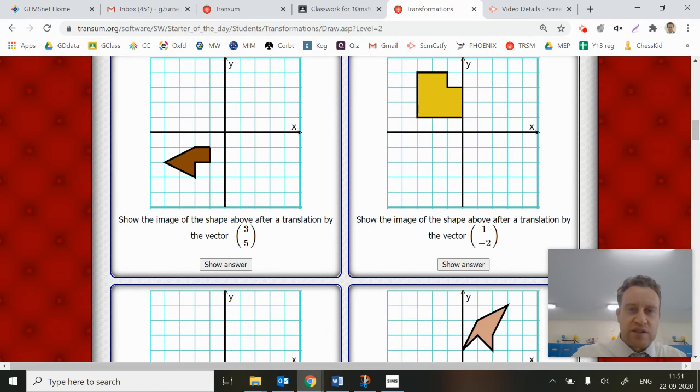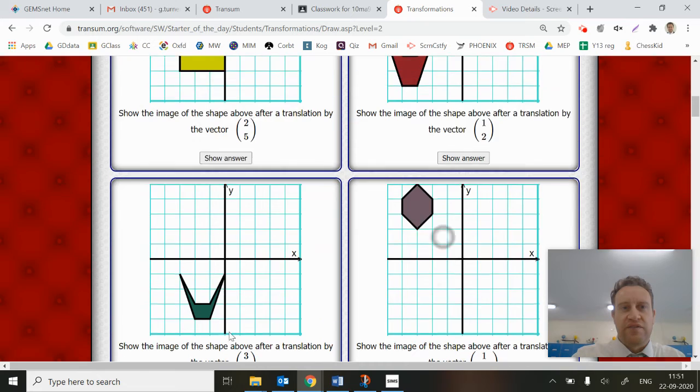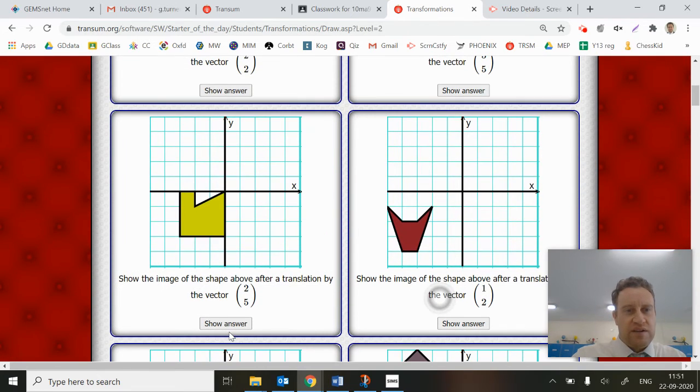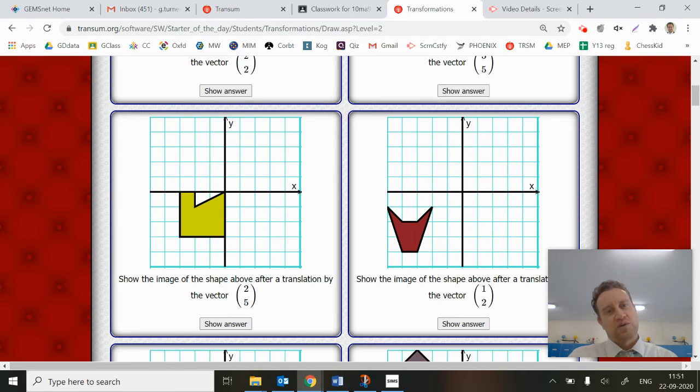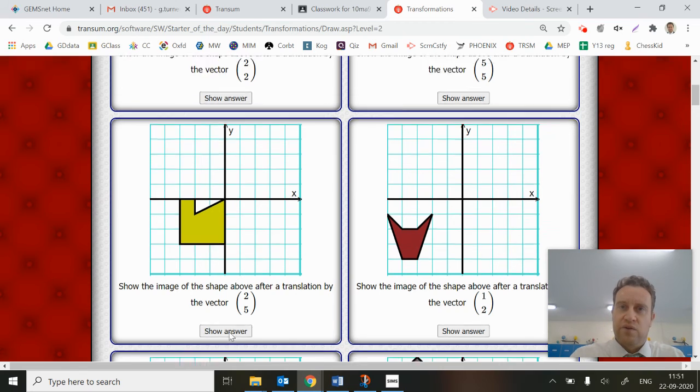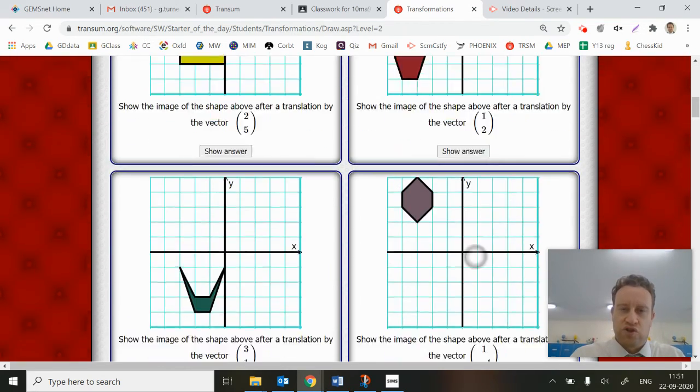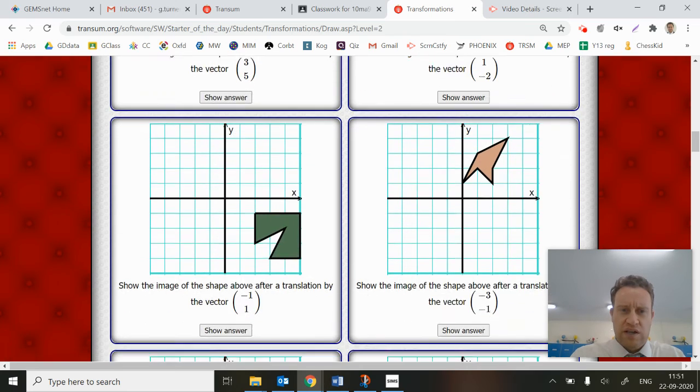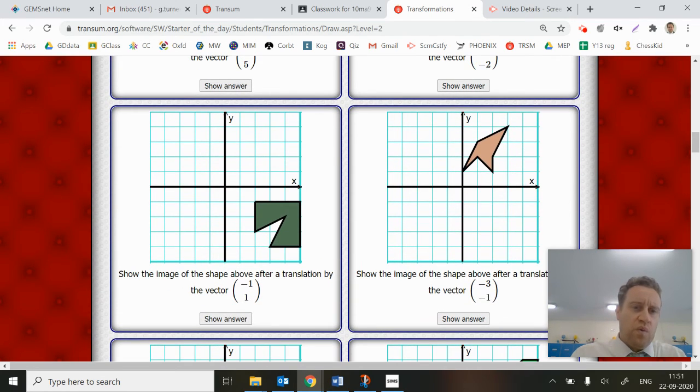Right, let's just look at some other ones here. So if you were going to do it with, I don't know, this one here, this kind of greeny colored one where it says the vector 2, 5, that means you're going to go 2 across and 5 up for every single point. If you're going to do it with, let's do a more complicated one. So this one, minus 1 and 1. So that would mean that you're going backwards.